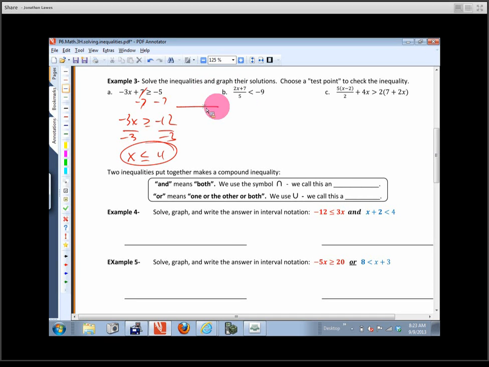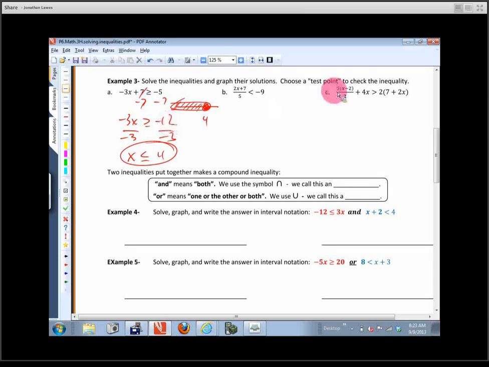Now, this says graph the solutions. So here would be the solutions. The solutions would start at 4. I'm going to circle 4. Should I fill it in? I should fill it in, okay, because it connects the equal 4. Do I shade the left side or the right side? Left side, okay? So we're shading this direction right here, and we could write that in interval notation.